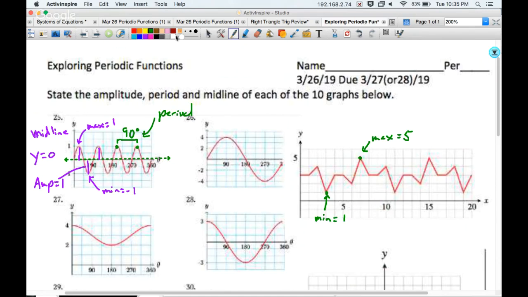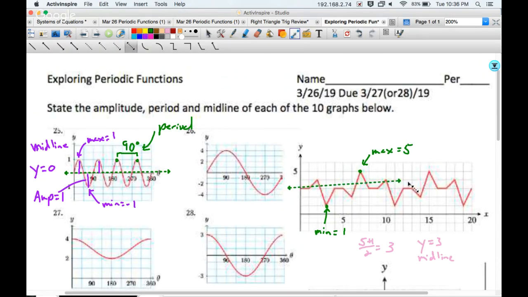Well, if I have trouble figuring that out, I could actually just average the two numbers. So 5 plus 1 divided by 2 equals 3. That must be our midline. So y equals 3 for the midline. Add that line in. Y equals 3.